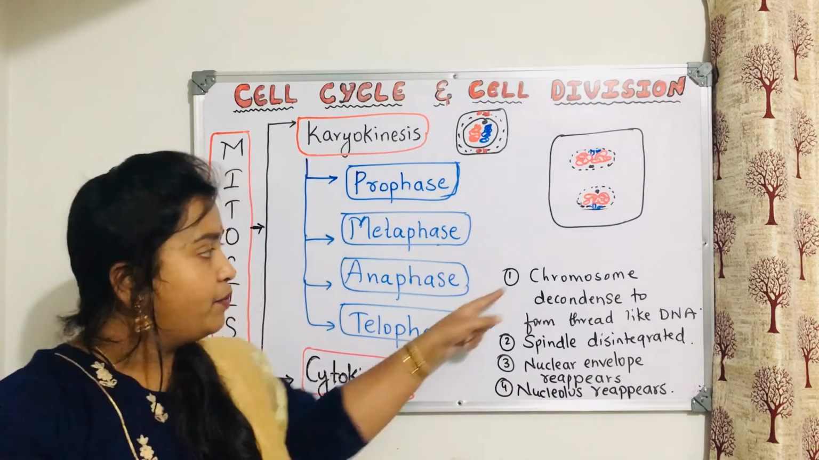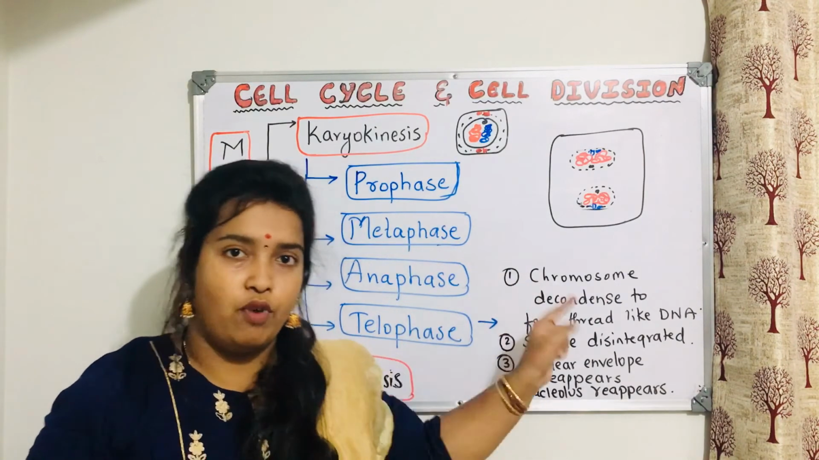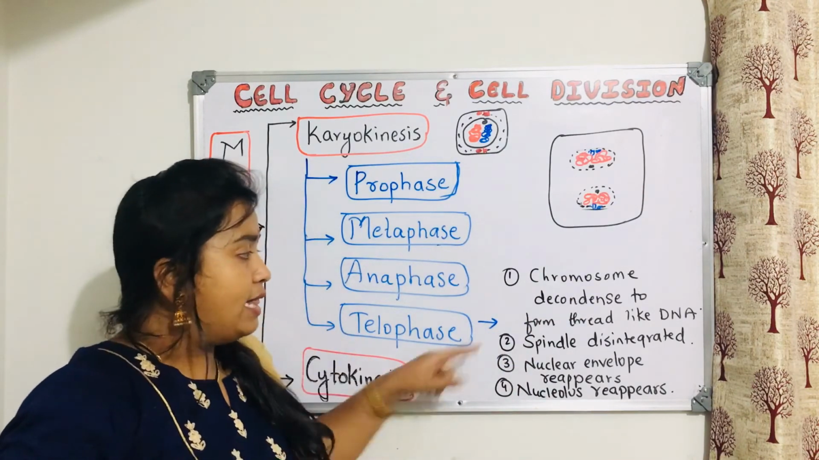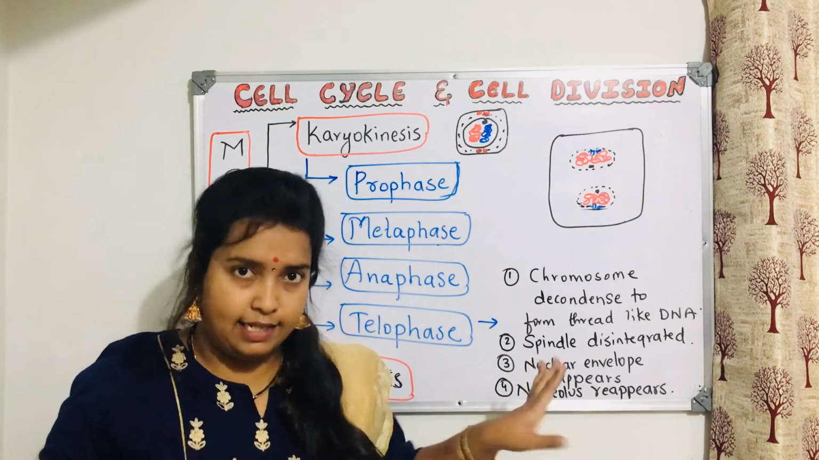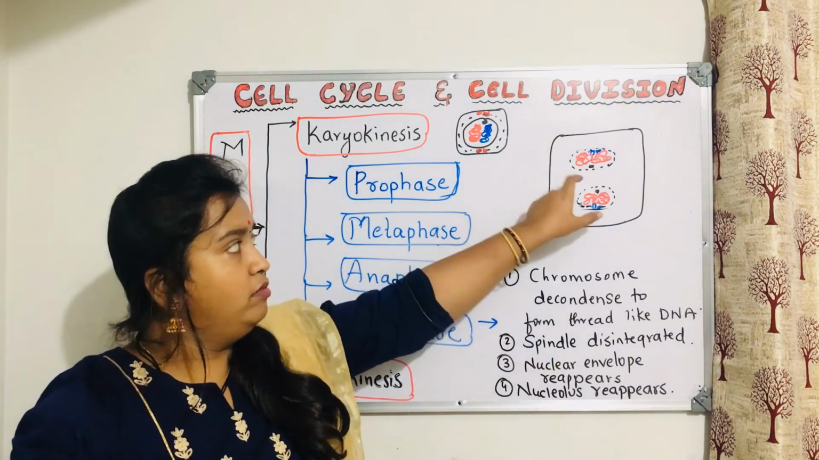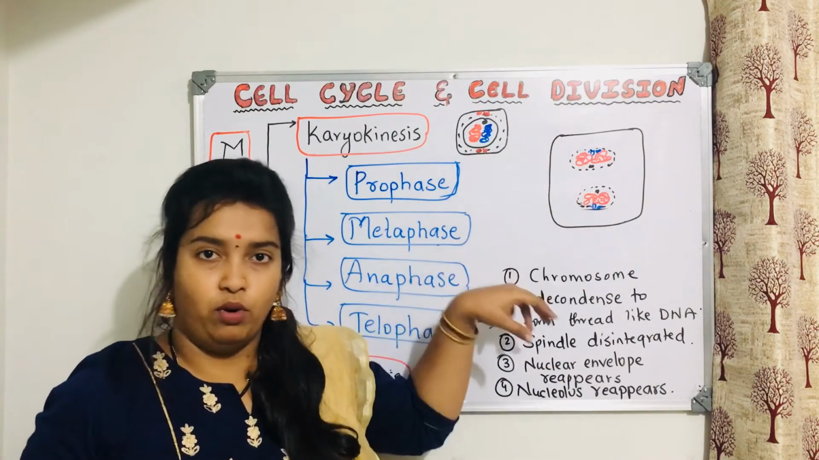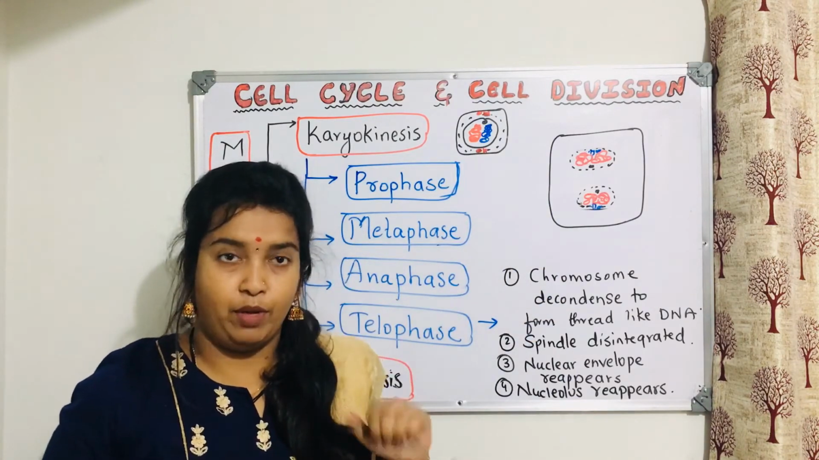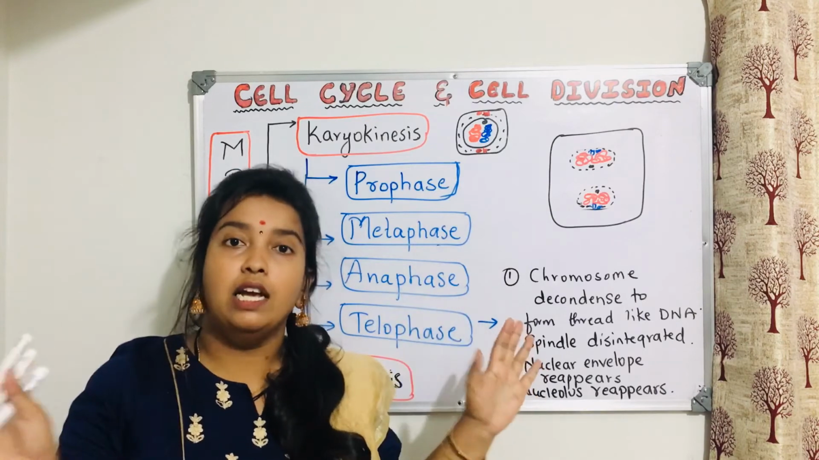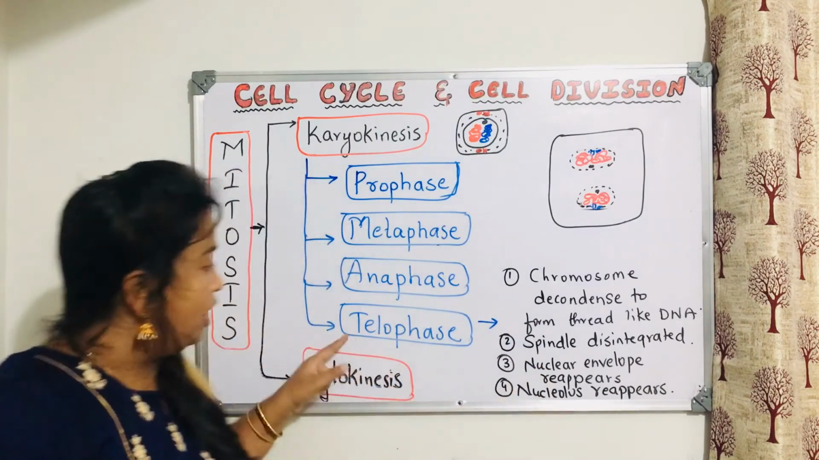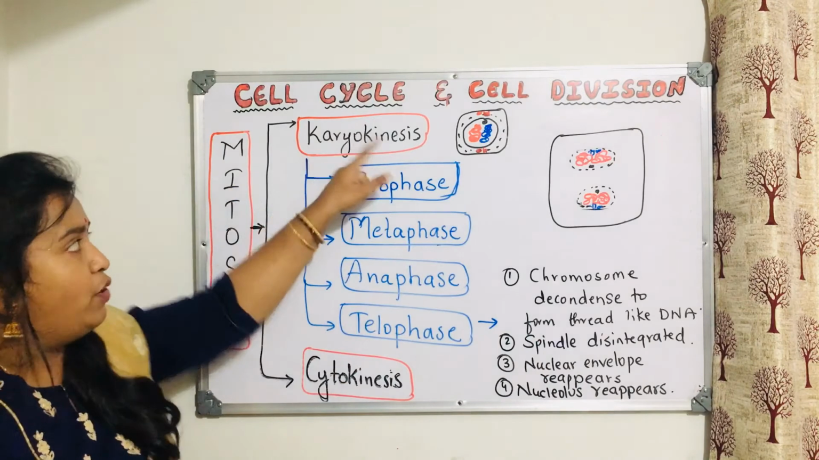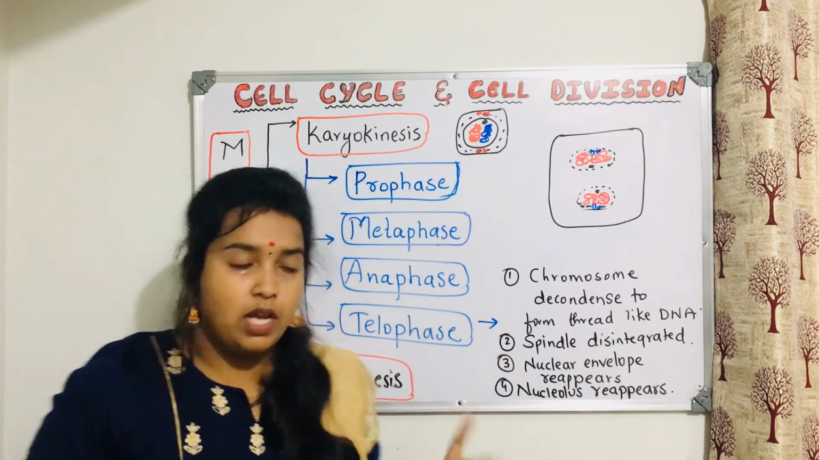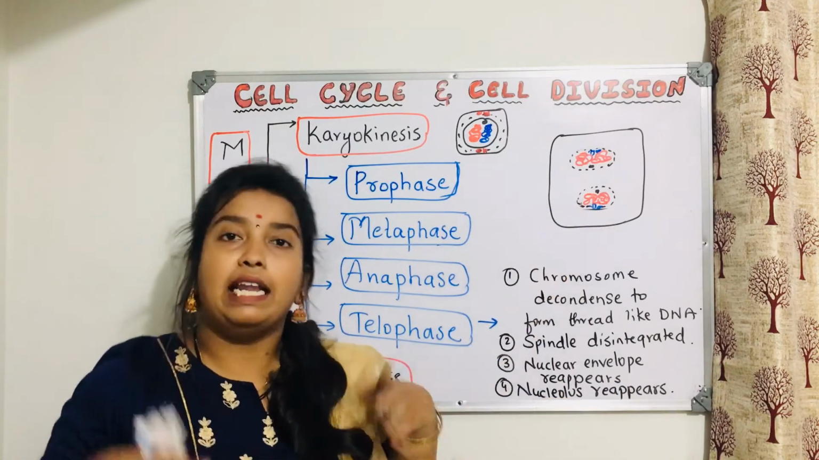What all happened here? First of all, the chromosome decondensed to form chromatin or loosened DNA, and then the spindle that was there disintegrated. The chromosomes have already moved towards a pole. So here the new nuclear envelope will start, because we have divided the nucleus successfully. Telophase is the end of karyokinesis. So the nucleus is divided into two parts equally. Then the nucleolus also will reappear.